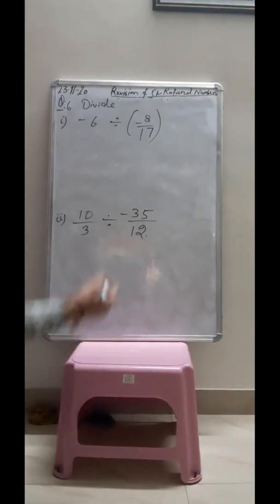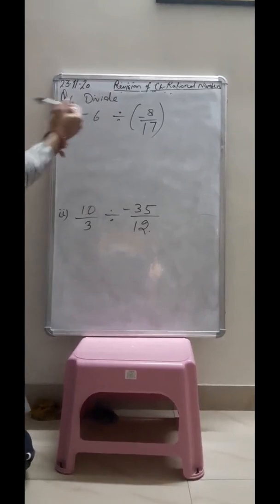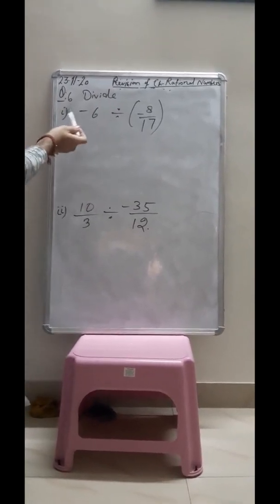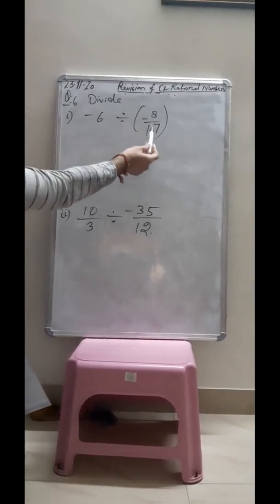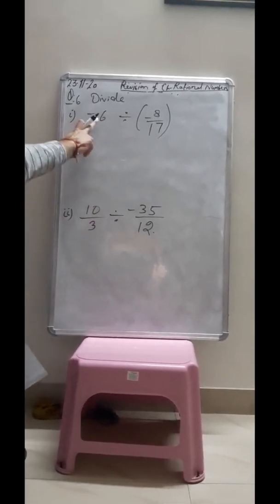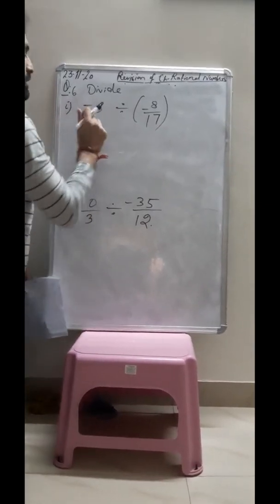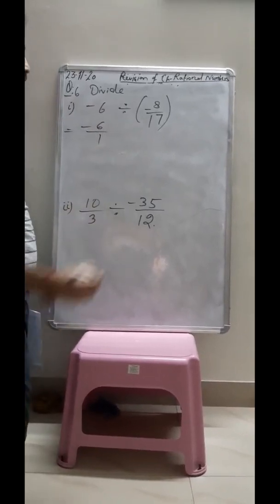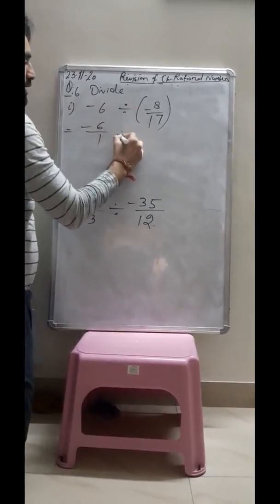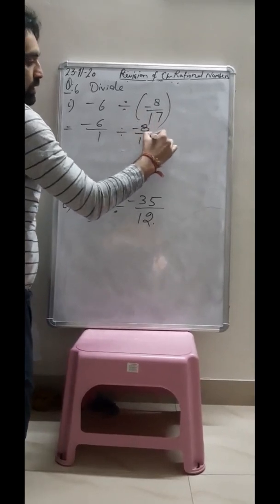So students, now question number 6 is division of rational numbers. So first is minus 6 divided by, in brackets, minus 8 upon 70. Here we can see that minus 6 is an integer. We can change minus 6 into a rational number by putting 1 in the denominator. When you open the bracket, it will become minus 8 upon 70.